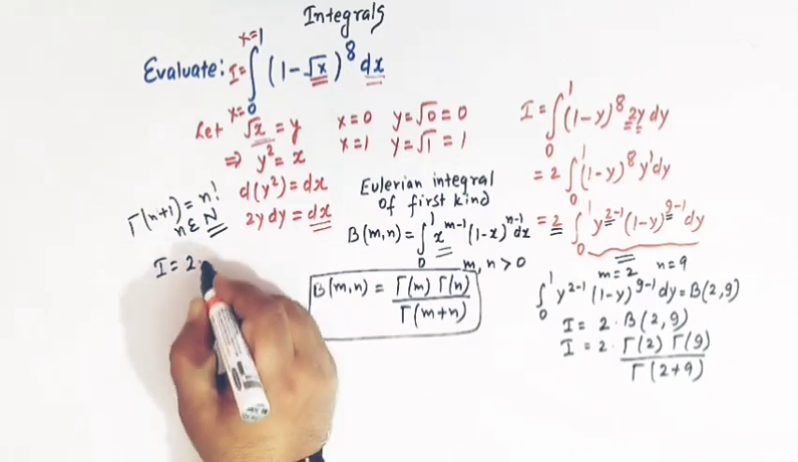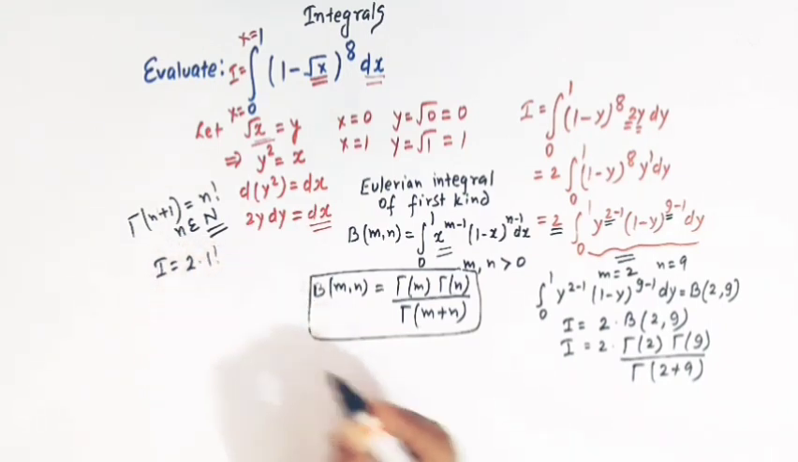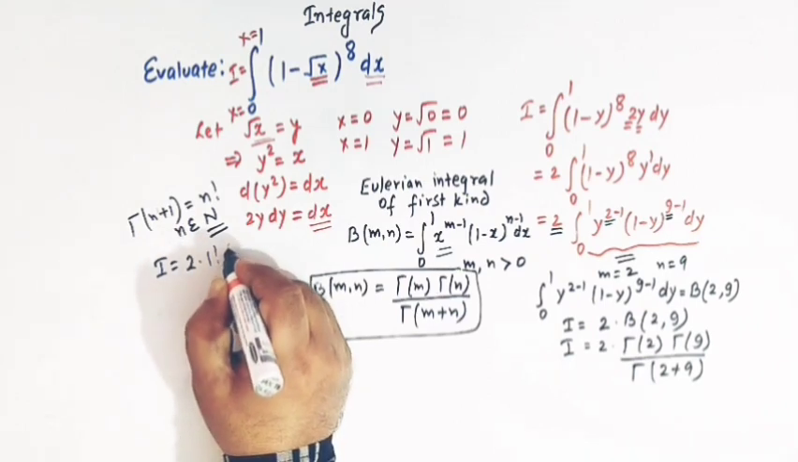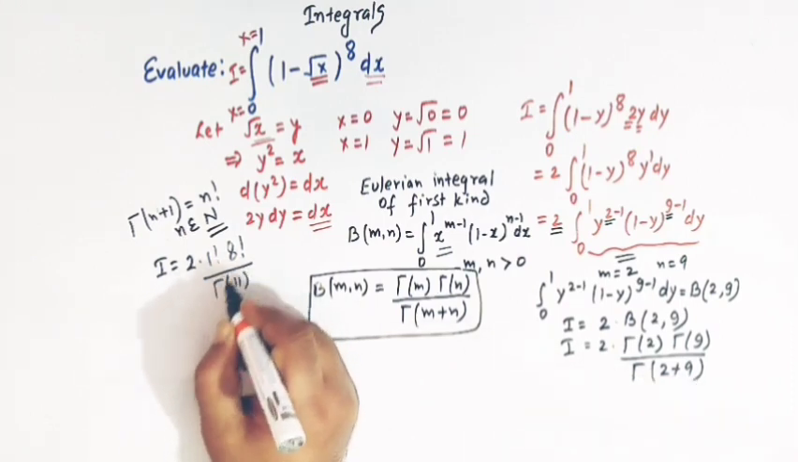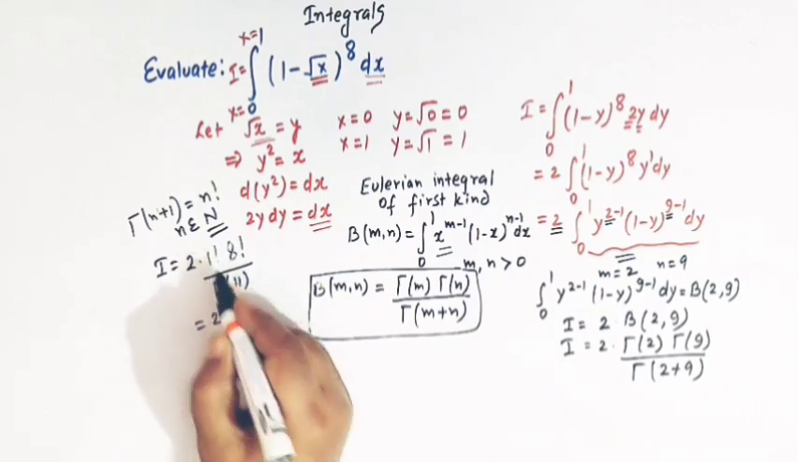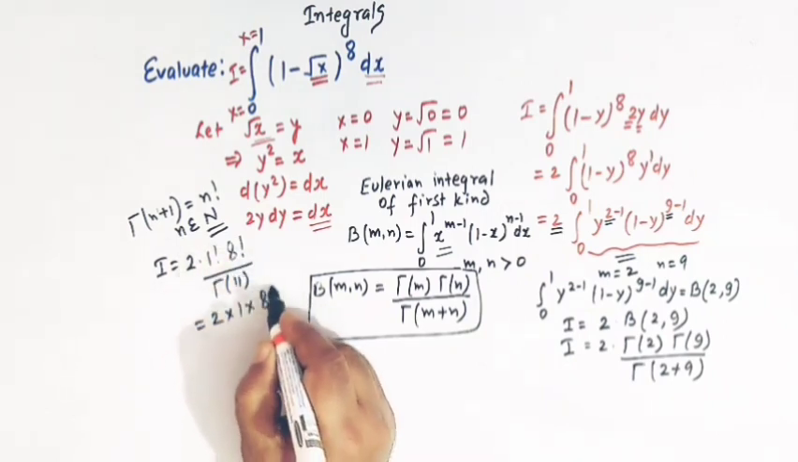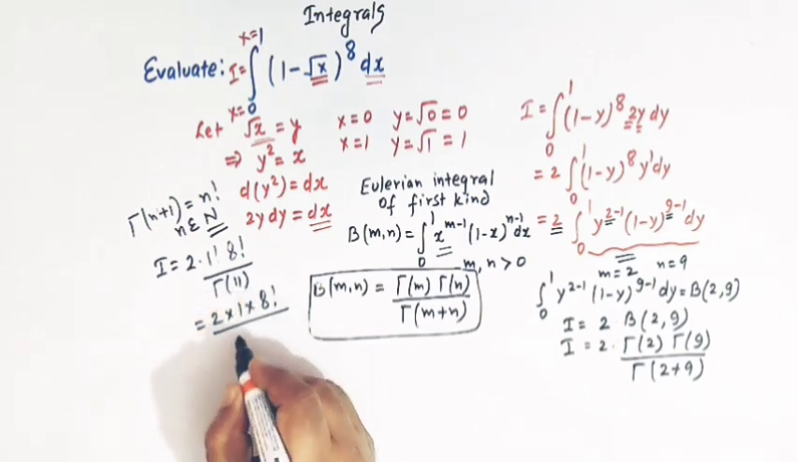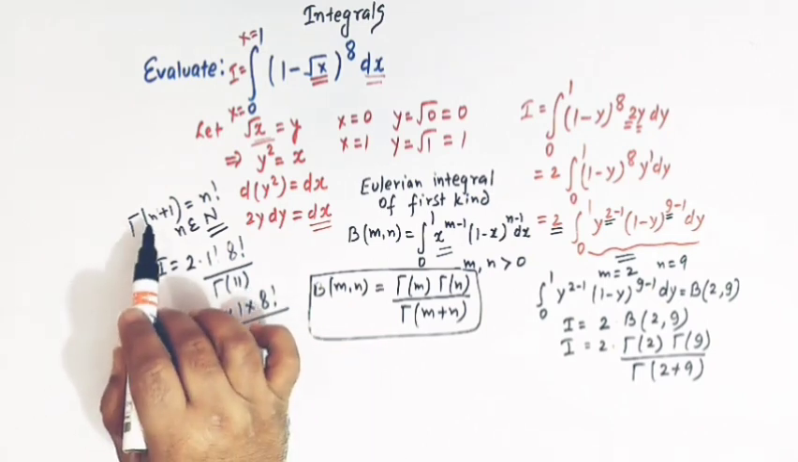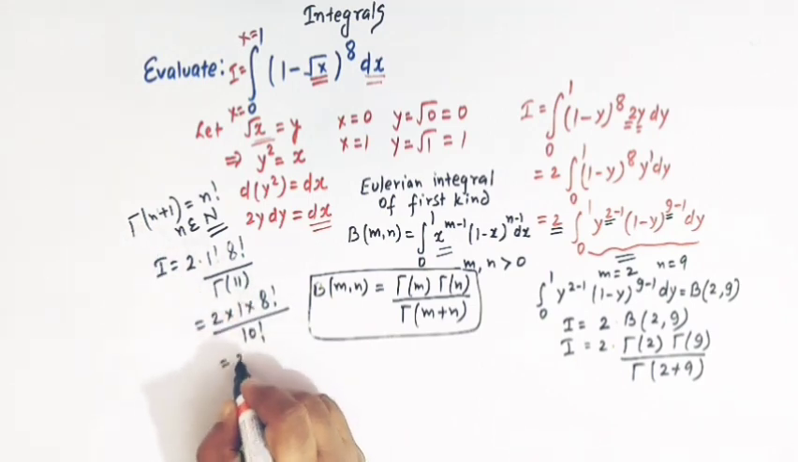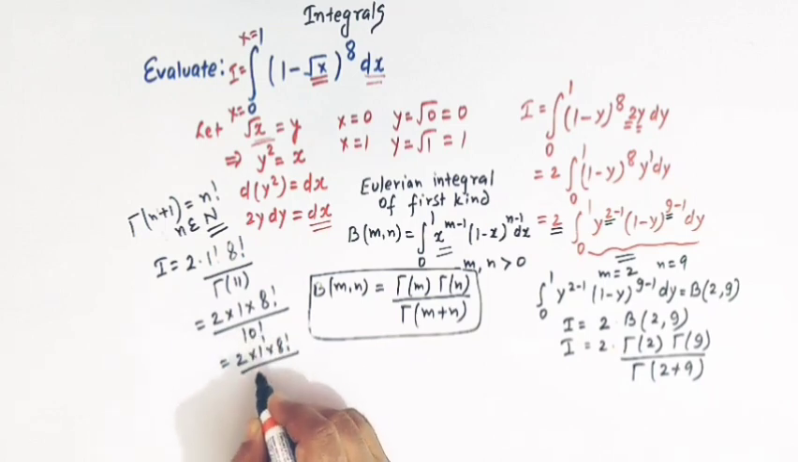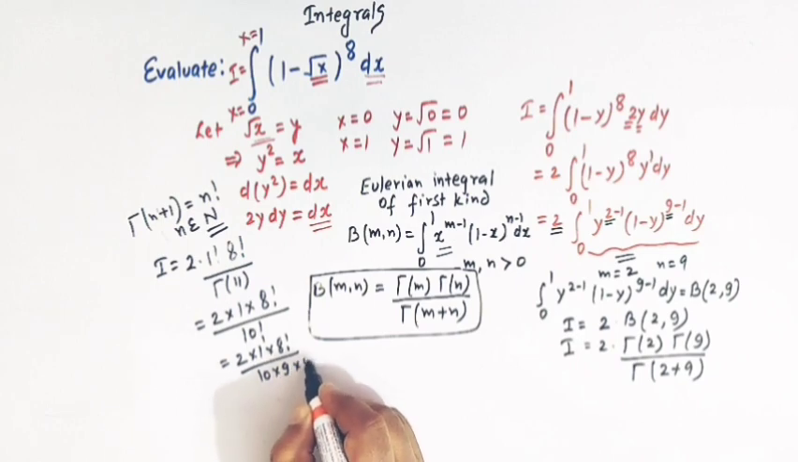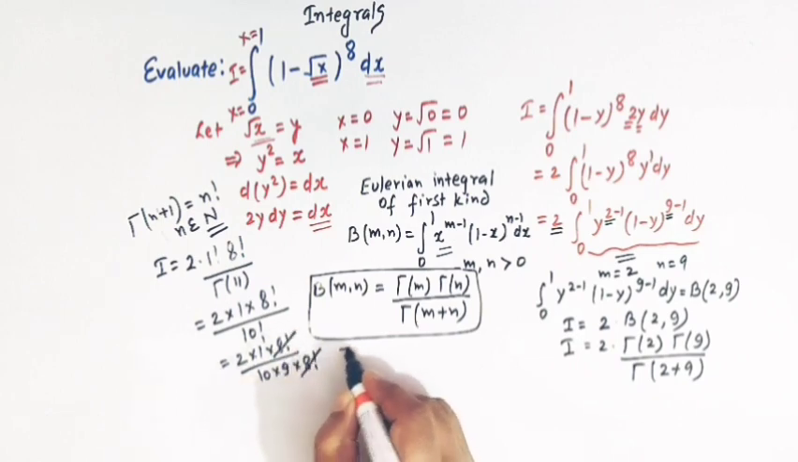So gamma of 2 can be written as 1 factorial, and then gamma of 9 can be written as 8 factorial, and in the denominator we have gamma of 11. Gamma of 11 is equal to 10 factorial due to this relation, right? So now we can write 2 times 1 times 8 factorial over 10 factorial, and 10 factorial can be written as 10 times 9 times 8 factorial. 8 factorial and 8 factorial get cancelled.